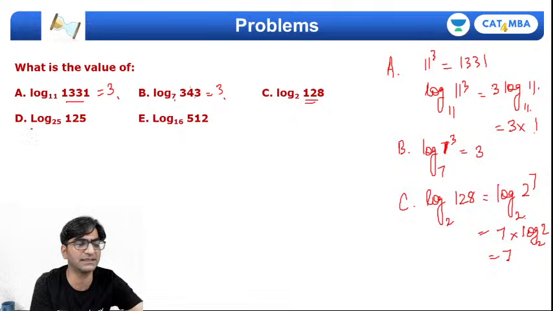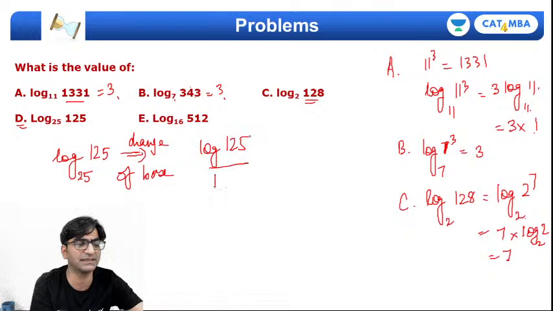Okay. How about option D? I have to calculate log 125 in the base 25. Both are powers of 5, so let's use change of base. We write log 125 divided by log 25, and in both cases we make the base 5. What power of 5 makes 125? 5 cube. What power of 5 makes 25? 5 square. So the answer to this question is 3 by 2.